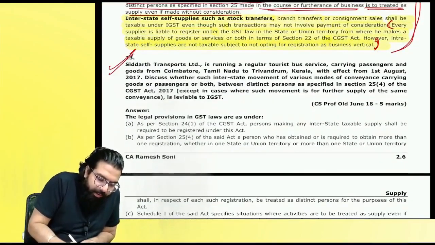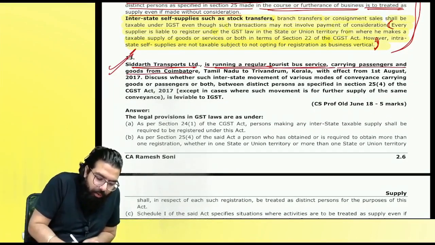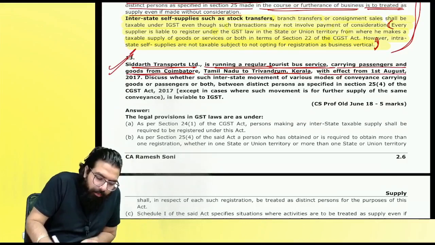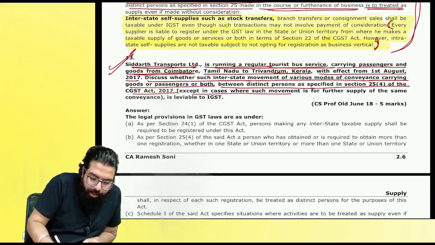It says Siddharth Transport is running a regular tourist bus, carrying passengers and goods from Coimbatore to Trivandrum. Baba, two distinct persons, the buses are going between them. With effect from 1st July, interstate movement of various modes of conveyance of goods or passengers between distinct persons, except where the movement is for further supply, is leviable to IGST.